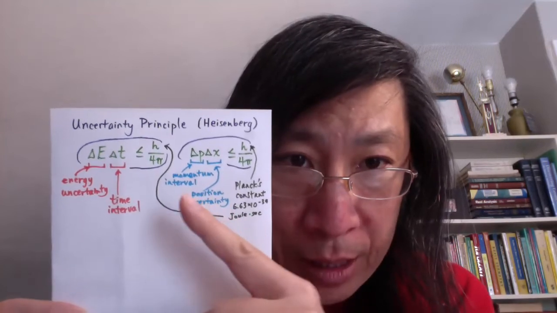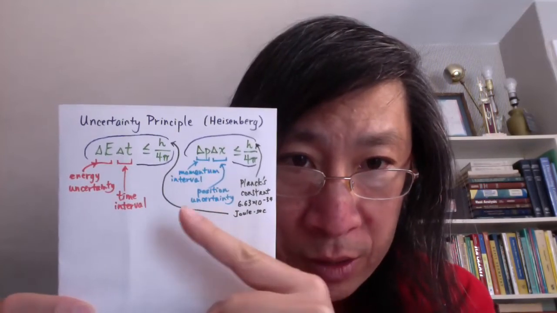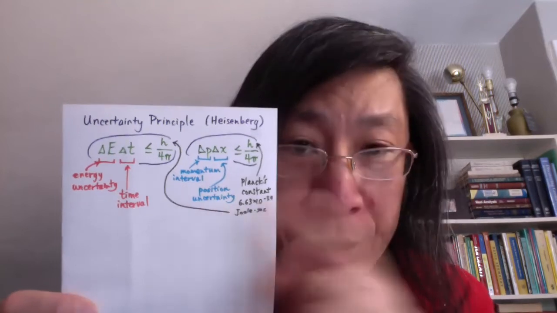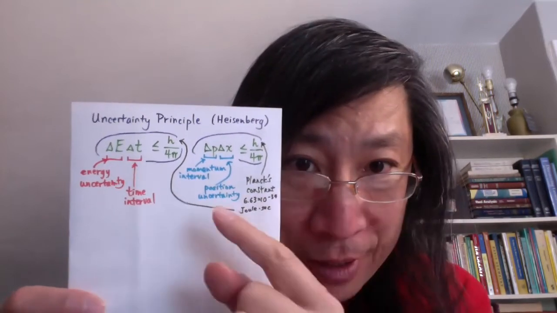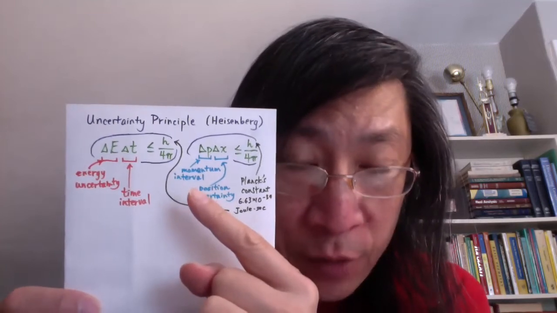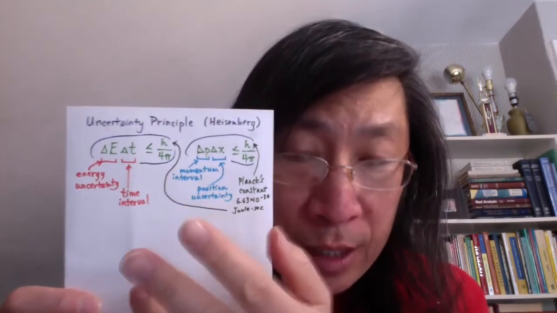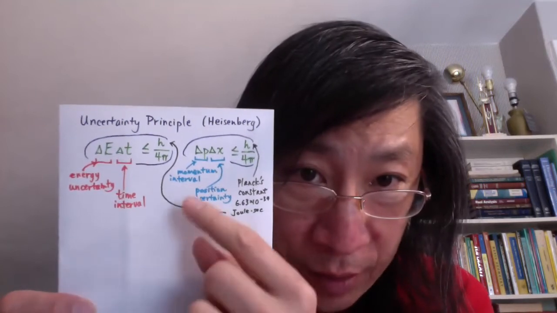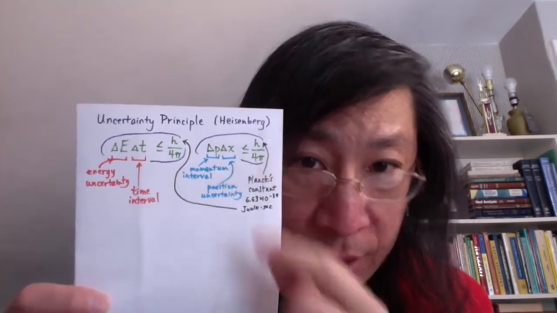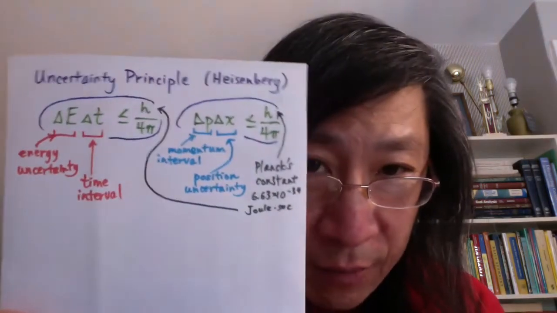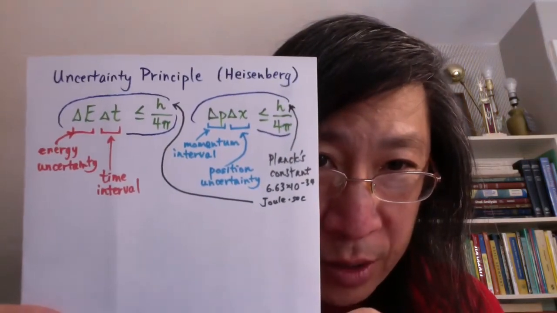At the same point, if you're trying to figure out within a certain position, where exactly you are in space, given a certain amount of momentum that you have, how much mass or velocity, that's also less than or equal to Planck's constant divided by 4 pi. So this is the formal mathematical way of expressing the uncertainty principle.